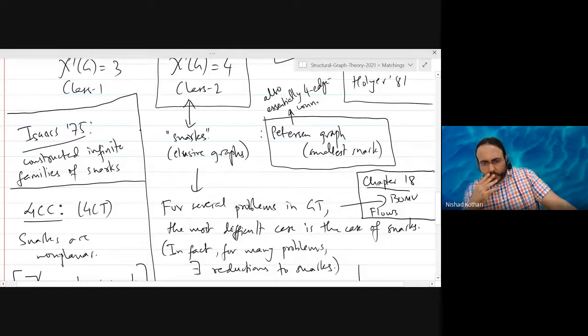So the Peterson graph is the smallest snark. Motivated by this observation and perhaps a lot of intuition, Tutt in 1966 conjectured that every snark contains the Peterson graph as a minor. And of course, containing Peterson as a minor is actually the same as containing Peterson as a subdivision because it is a cubic graph.